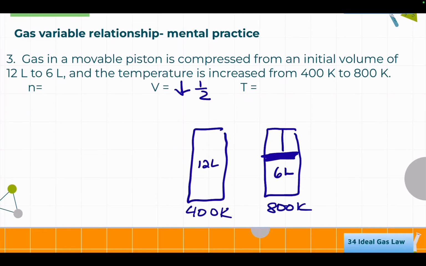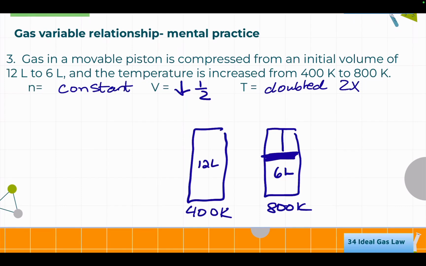So we know that the temperature, did it decrease or increase? Whoops, I'm on the wrong question. Yeah, the temperature doubled from 400 to 800. And the number of moles, if we're assuming this is a sealed container, is constant.